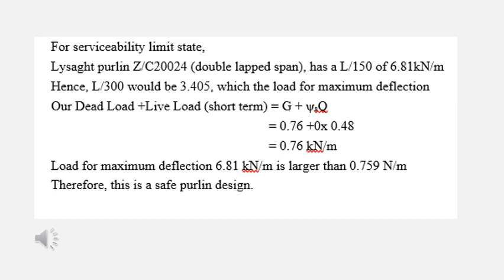The load for maximum deflection is on the capacity table. It is the span divided by 150. On AS 1170, there is the span divided by 300. So from the capacity table, we have to divide by 2 again to get span over 300. So in this case, we compare the deflection we got, which is 6.81, and our loads, which is 0.759. This means that our purlin is safe and it will not deflect.